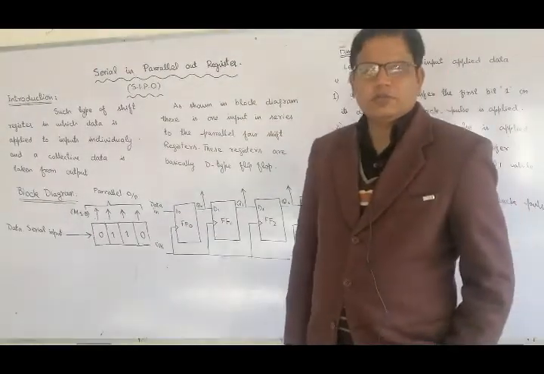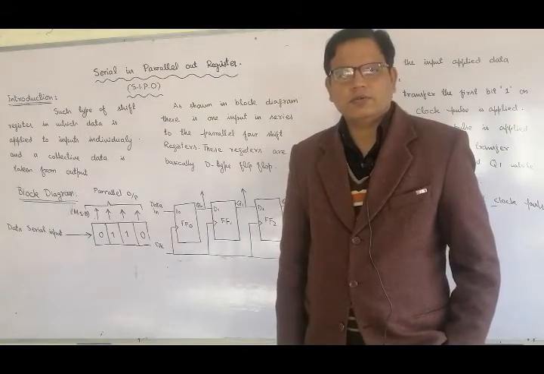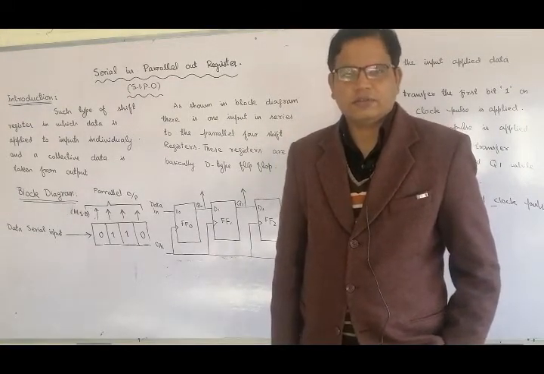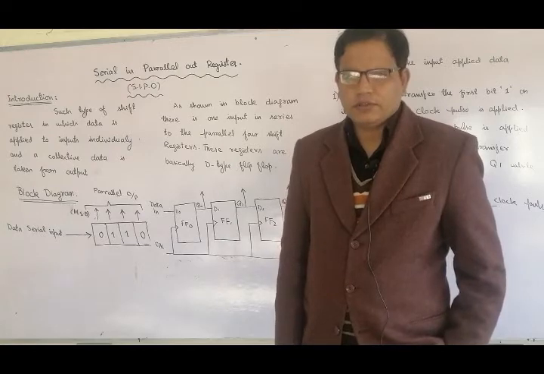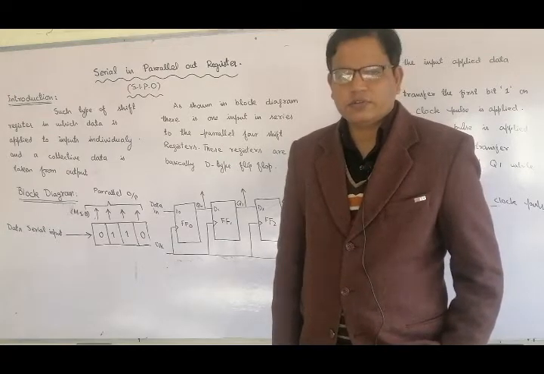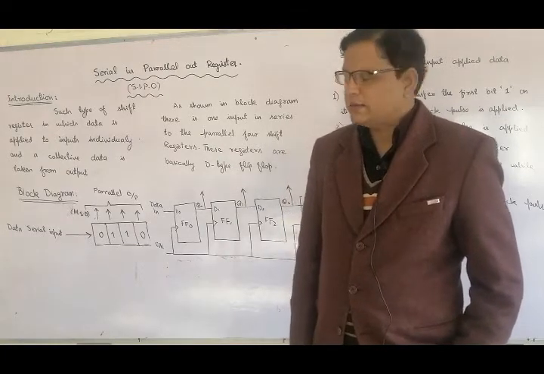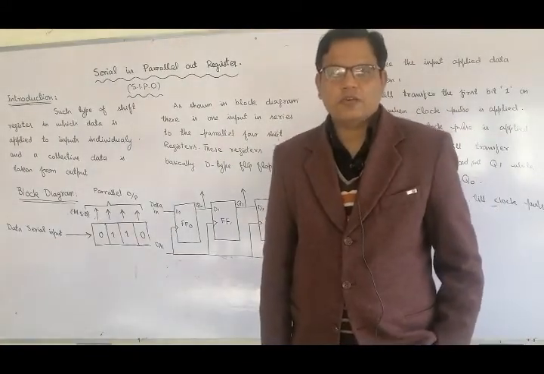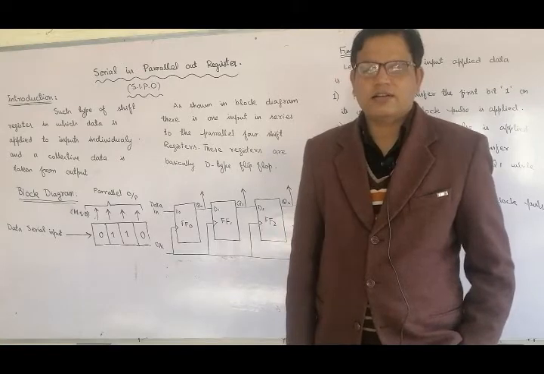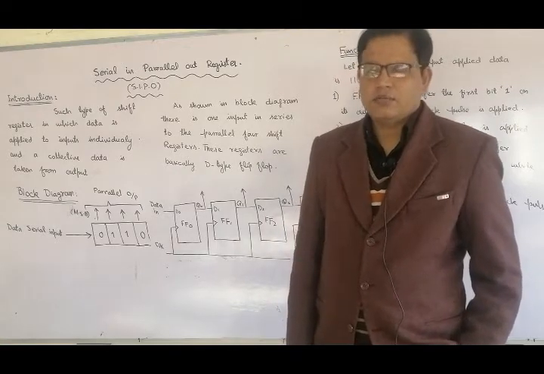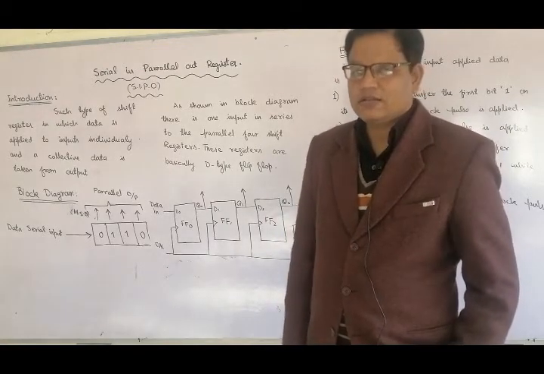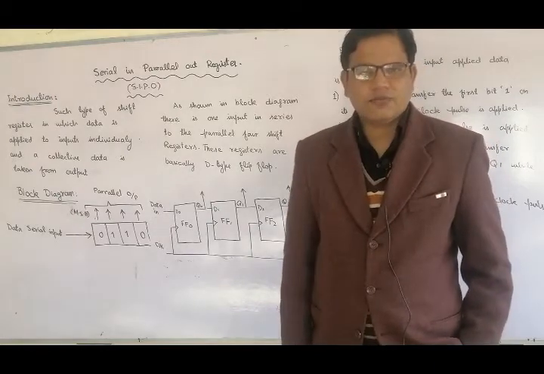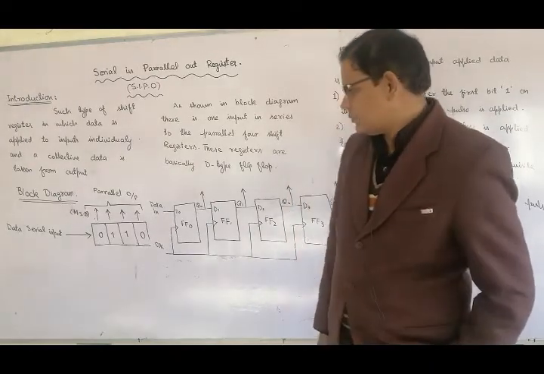Today in this chapter, as we were discussing shift registers and their types, we will discuss another type of shift register, and this type is known as SIPO. S stands for serial, I stands for in, serial in, parallel out. P stands for parallel, and out, serial in parallel out.